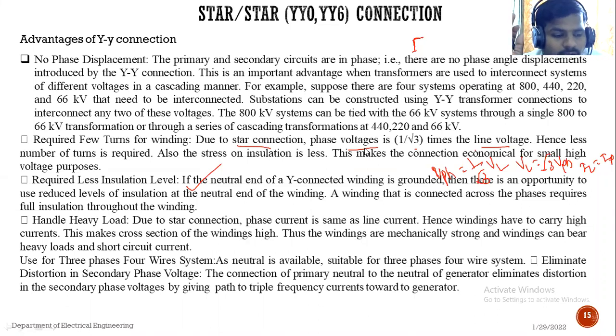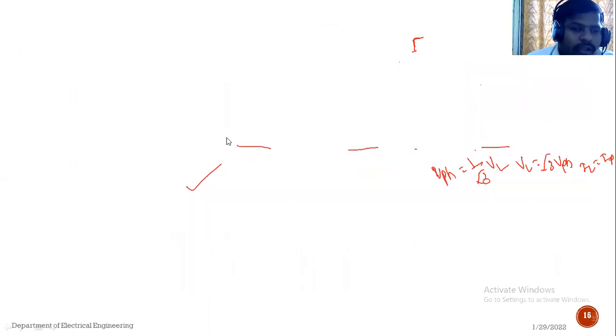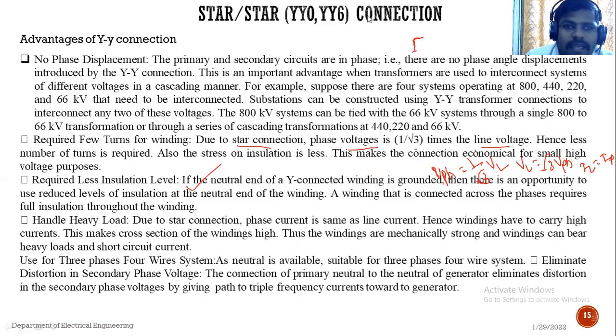Now another advantage is that it will handle a heavy load. Okay, it will handle a heavy load. हा जो काय ट्रान्सफॉर्मर आहे, so this transformer will handle a heavy load. That means load carrying capacity is also heavy due to star connection. Phase current is same as the line current. Hence winding has to carry a high current. Phase चा आणि line चा current same आहे.